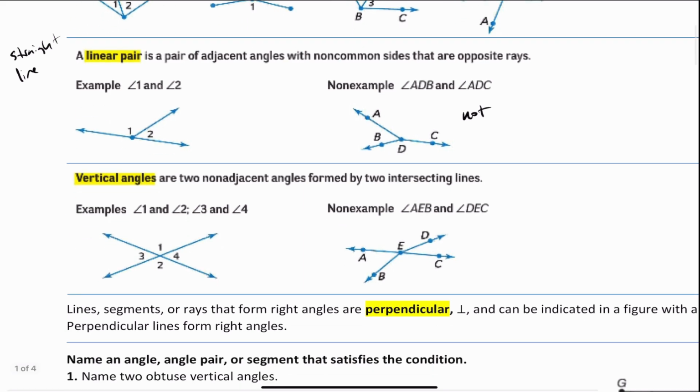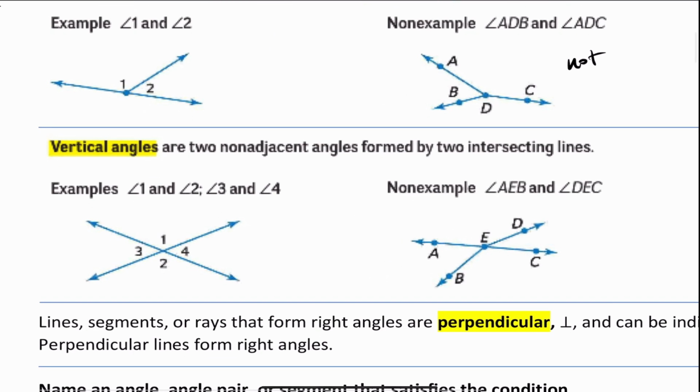Vertical angles, this is something new. You probably haven't heard of this before, but vertical angles are two non-adjacent angles formed by two intersecting lines. So if I have a line here and a line here, they intersect. Well, we can see that angle 1 and angle 2, these are considered vertical angles.